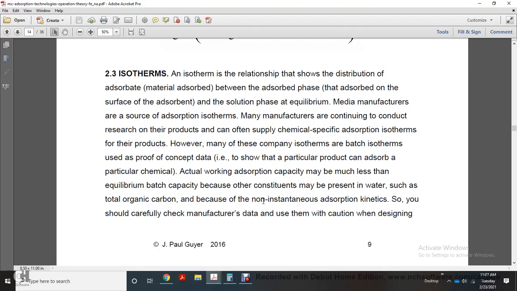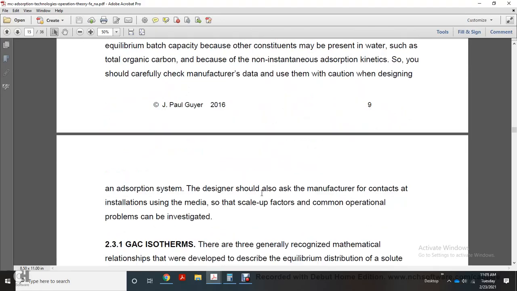Many manufacturers continue to conduct research on the product and often supply specific chemical adsorption isotherms for the product. Many companies use batch isotherms as proof of concept data. Actual working adsorption capacity may be much less than equilibrium batch capacity, because other constituents may be present in the water, such as total organic carbon, and because of non-instantaneous adsorption kinetics. So you should carefully check the manufacturer's data and use it with caution when designing.